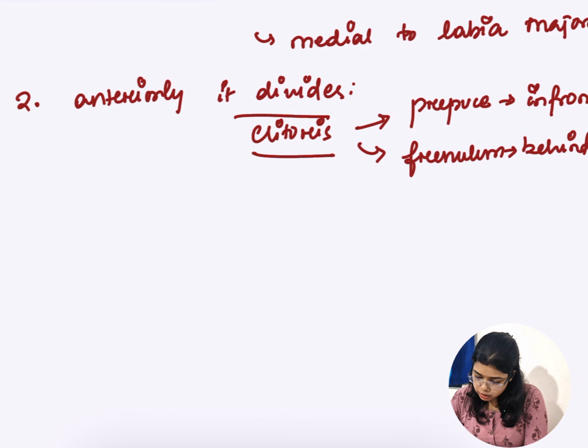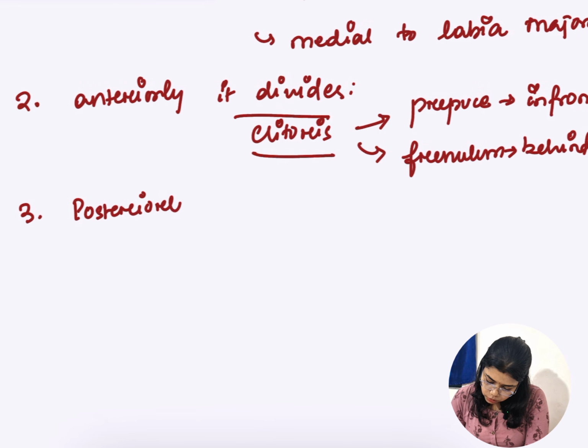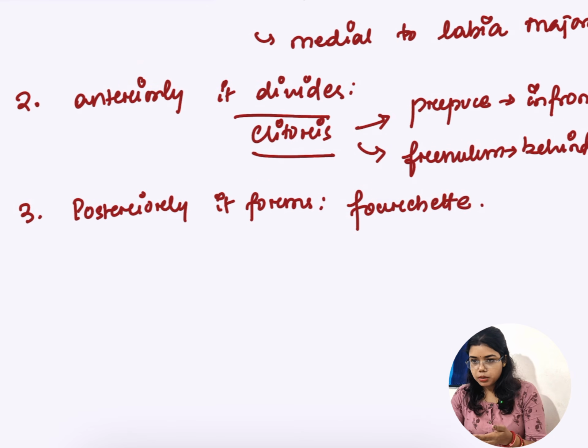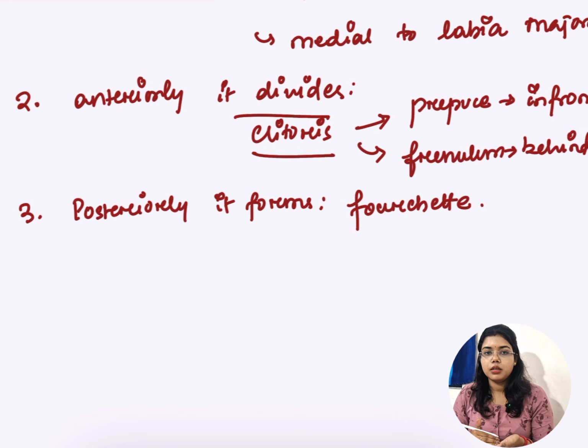This is in front of and behind the clitoris, not posteriorly. And posteriorly it forms, as I've told you before, the fourchette. Just below the fourchette, what is present? The termination of the labia majora, that is the posterior commissure. And just below that is the anus. Fine, done.